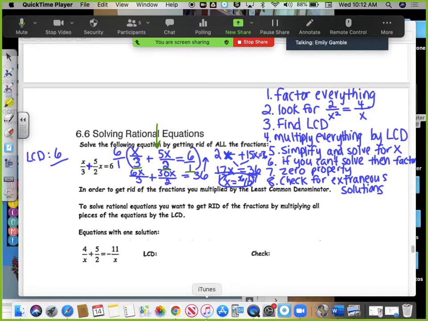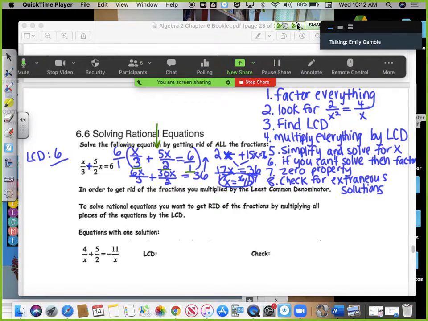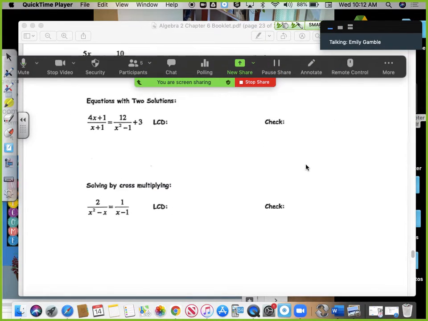So the next one I want to do is the last one on the page. So we're going to move down to the last question on this page. And hopefully you have all of the steps written down because I'm going to refer to them, but they're going to go away once I erase everything.